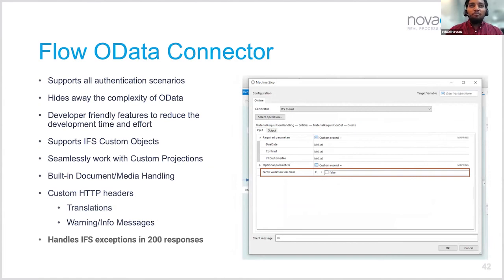One more important core feature that we have is that we handle the IFS exception in 200 responses. In each OData configuration, you can specify whether you want to break the workflow on error or continue. If you choose to continue on error, even if an IFS exception occurs, we will try to continue the flow and show the exception in a 200 response. You can configure this in the connector configuration, or for each step we have the capability to set that.